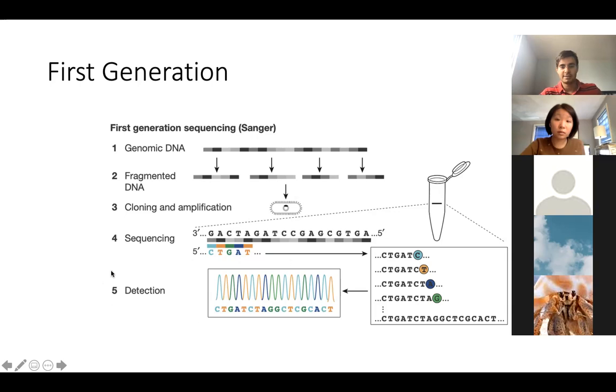So in the detection step, you detect, in this case, I believe it's fluorescence that these nucleotides are labeled with. So that fluorescence can be detected in the instrument. Any questions, any comments here?